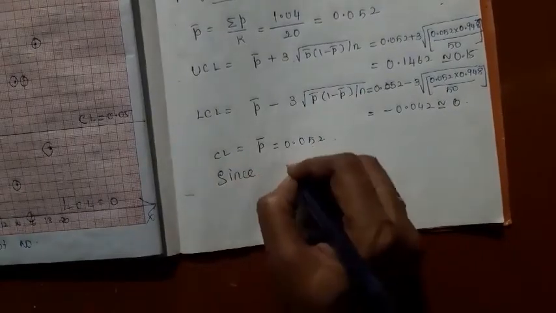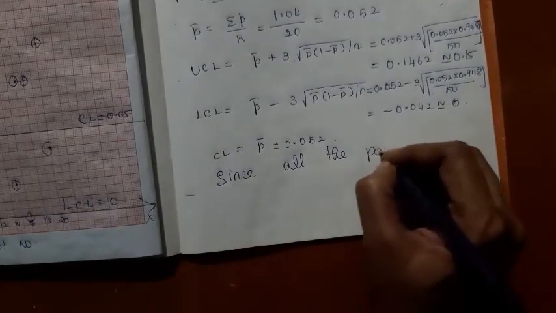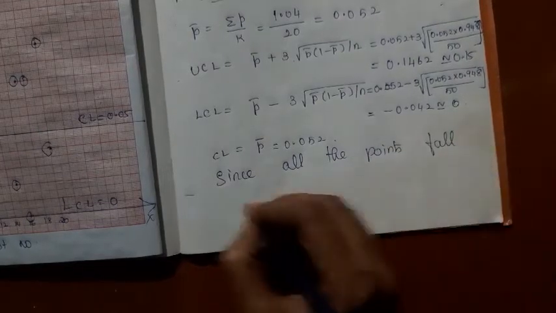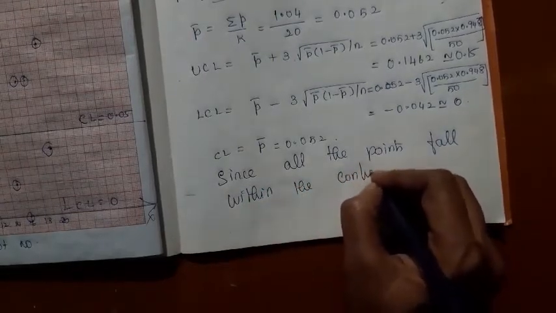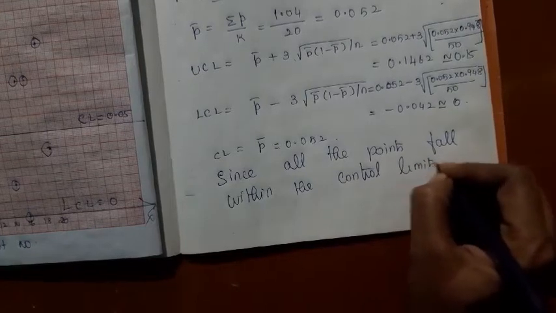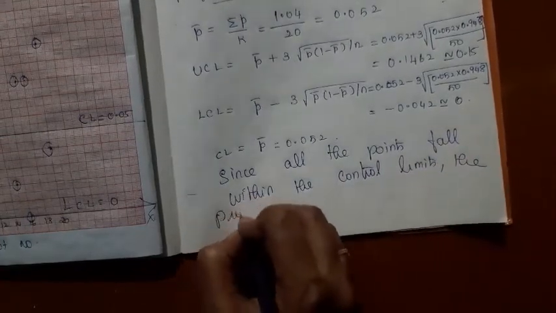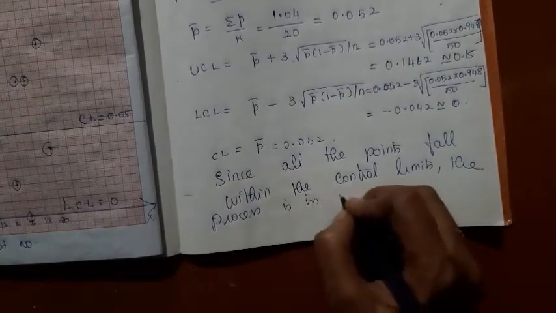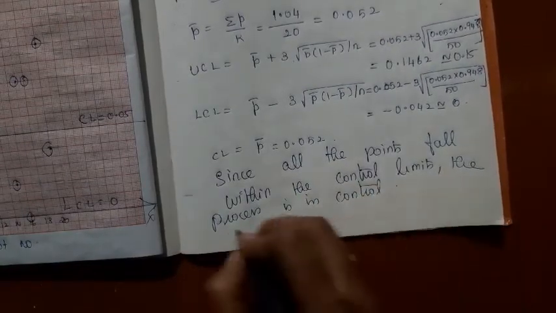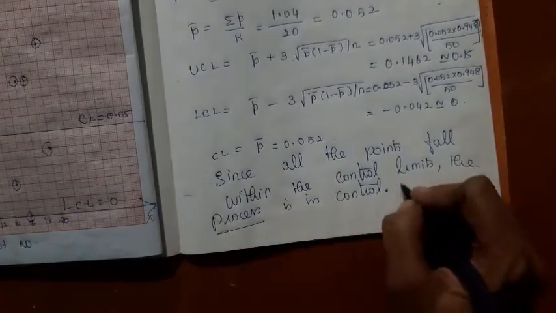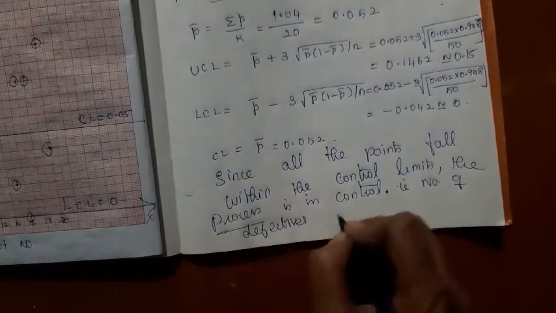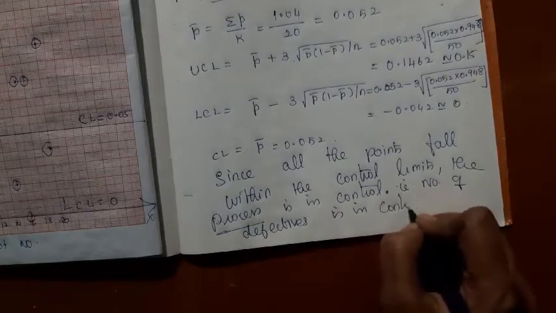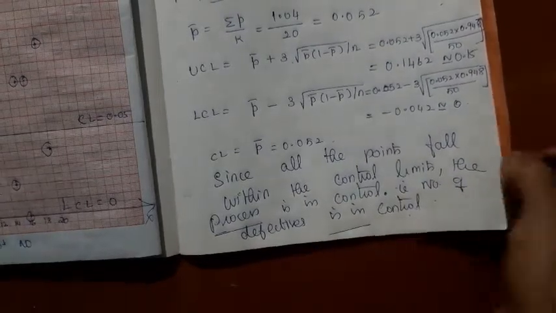Let us write the conclusion now. Since all the points fall within the control limits, the process is in control. What is the process with respect to? The number of defectives is in control. Fine. This is how you conclude a P chart.